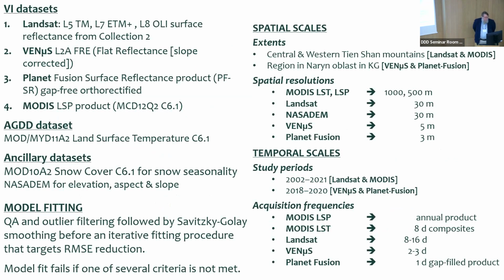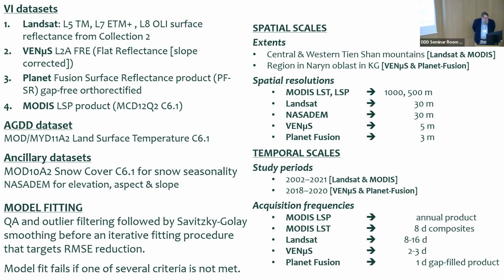So we use a bunch of different data sets, VI data sets, Landsat and Venus. Fortunately, we were able to go through the round one Venus competition and get a double scene in Naryn Rayon in Kyrgyzstan. That gave us 3 years of excellent data. We're also going to look at the Planet Fusion surface reflectance product that's gap filled. And we also bring in the standard MODIS LSP product, version 6.1, for comparison.